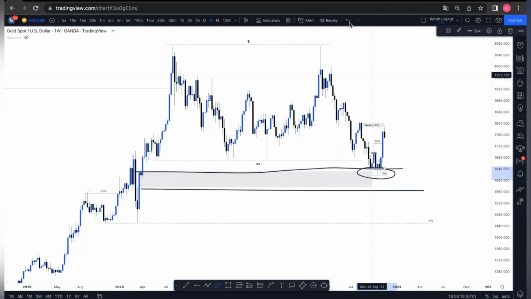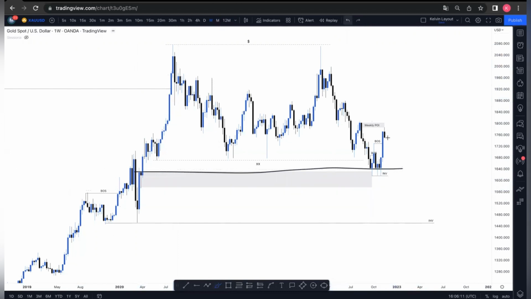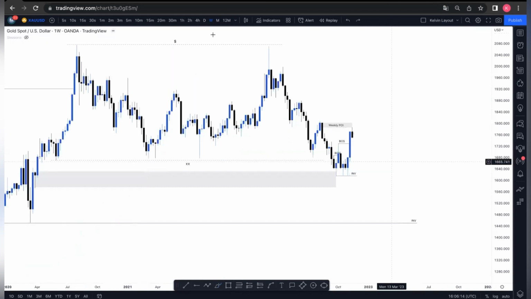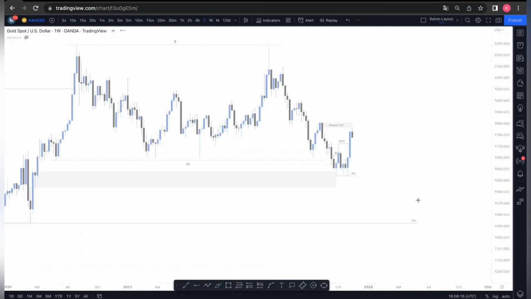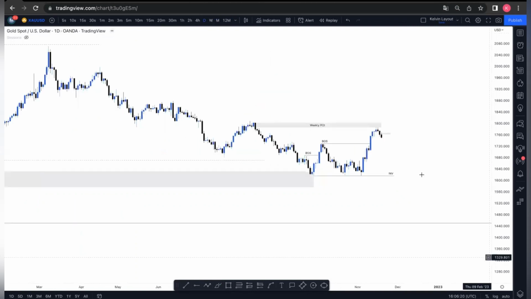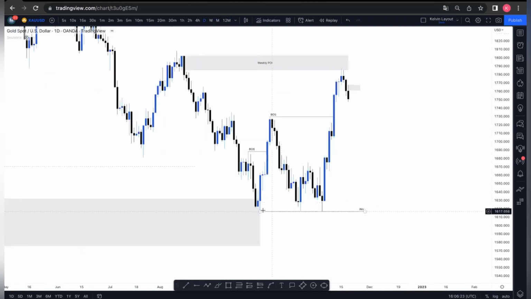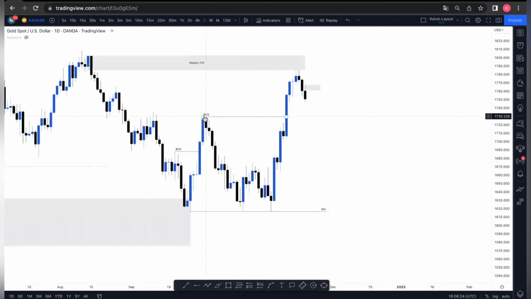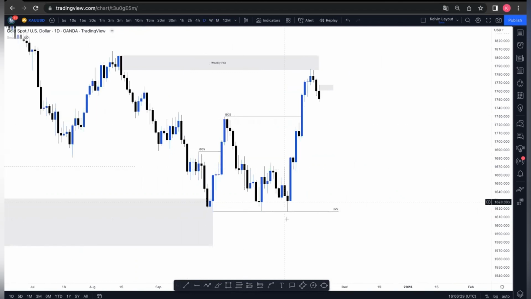So as I always say, when it comes to weekly point of interest mitigation, I always like to see a daily change of character, right? So let's drop down to the daily time frame. And we can see that soon price actually tapped the point of interest. We had this very nice change of character right here. Then we had a mitigation, and then we had a second break of structure. So from the daily time frame, the bullish order flow has been established.